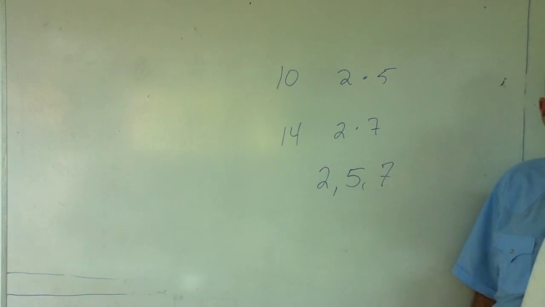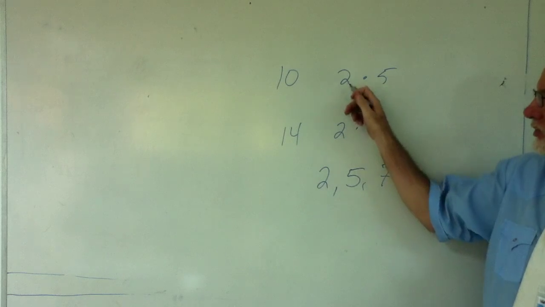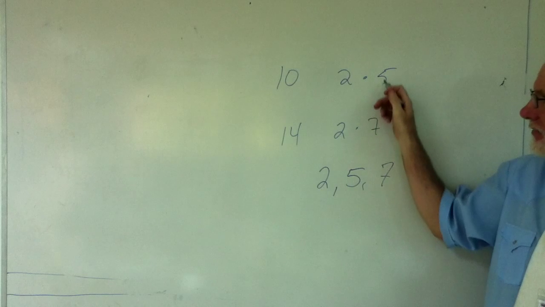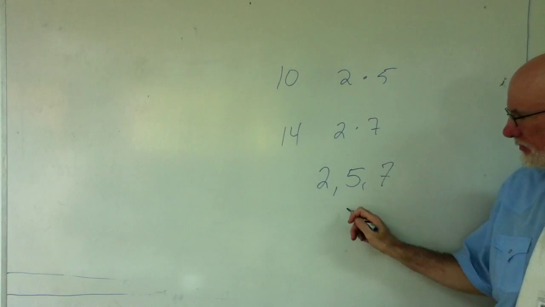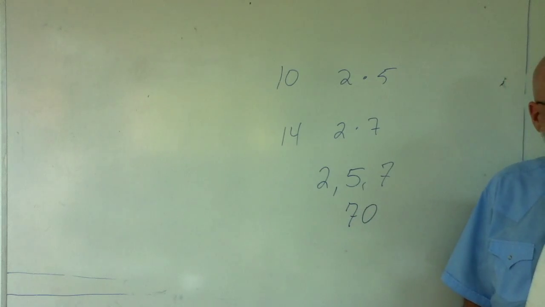What's the greatest exponent for 2? 1, right? How about for 5? 1, 7. Okay, good. So what's the answer? Is that right? Yeah. Is that the answer?